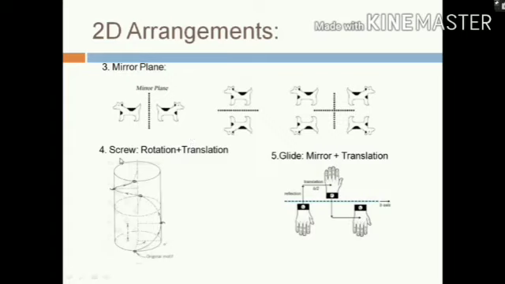Like here the screw is a combination of rotation and translation. So here we are rotating the motif to a certain angle and we are translating it to a certain distance simultaneously. So we get a screw. Whereas in case of glide plane, it is a combination of reflection and translation. So the motif is translated to a certain distance and then it gets reflected. So we get a glide plane.